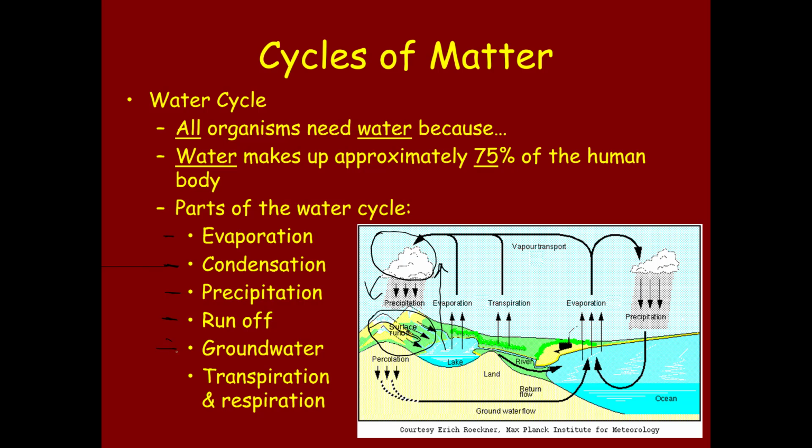Then groundwater. Think about when it rains here, we know that our lawns absorb that water. So groundwater is just the water being absorbed through the soil, through the ground itself, and it goes deeper and deeper into the ground, and eventually it can sometimes lead into a body of water as well.